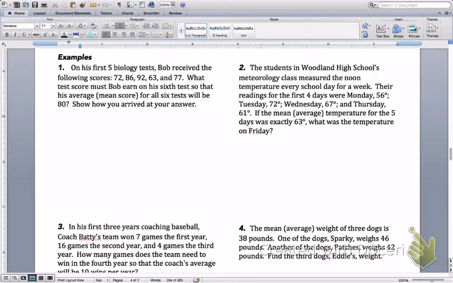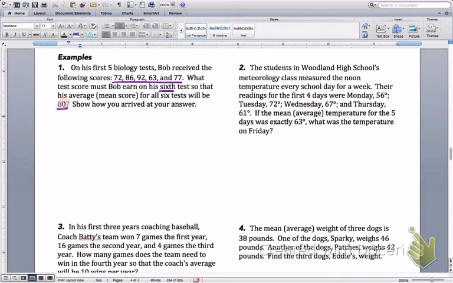So let's look at the first one. We have on the first biology test, Bob received the following scores. So 5 tests, 5 scores. What test score must he earn on his 6th test, meaning the next test, so that his average score on the 6th test will be 80? So this right here is my average, this 80 right here. So this 80 represents my average that I want, and we're going to see how that works.